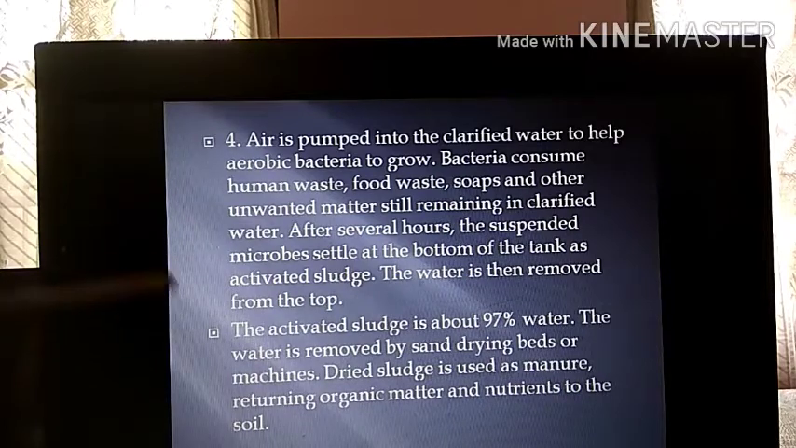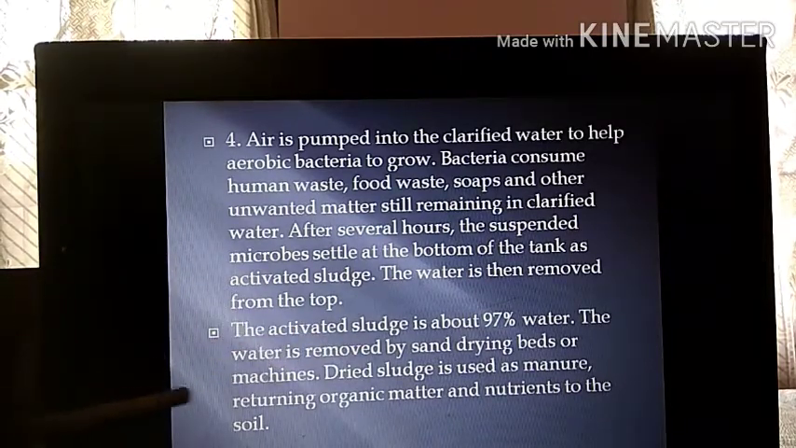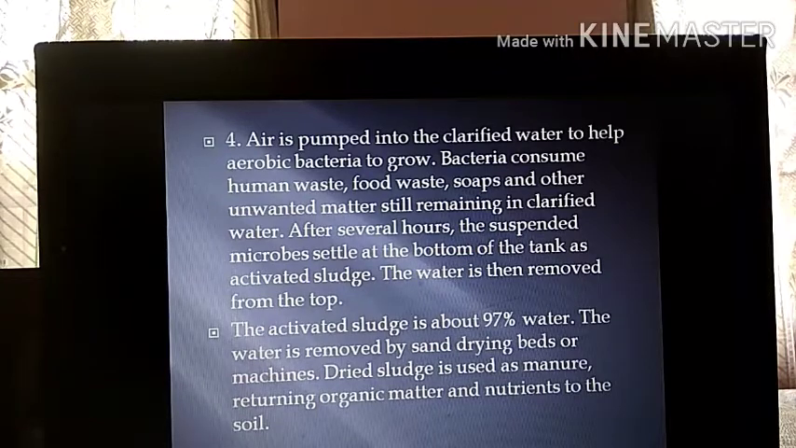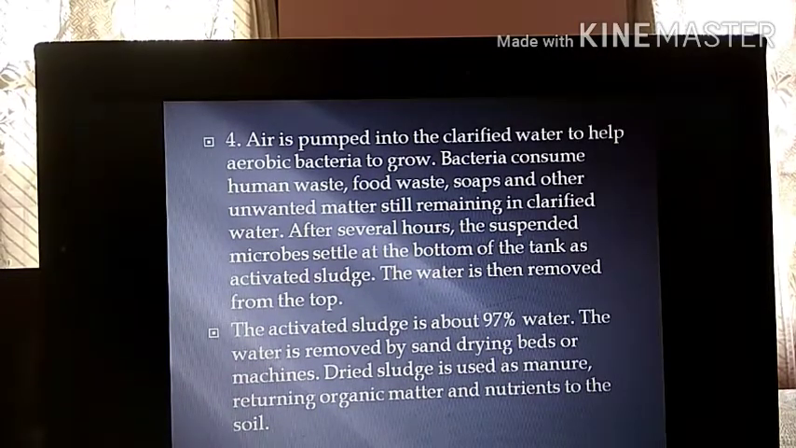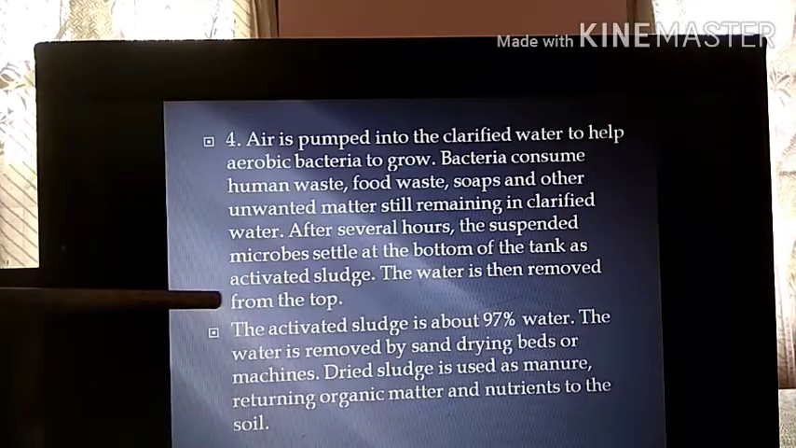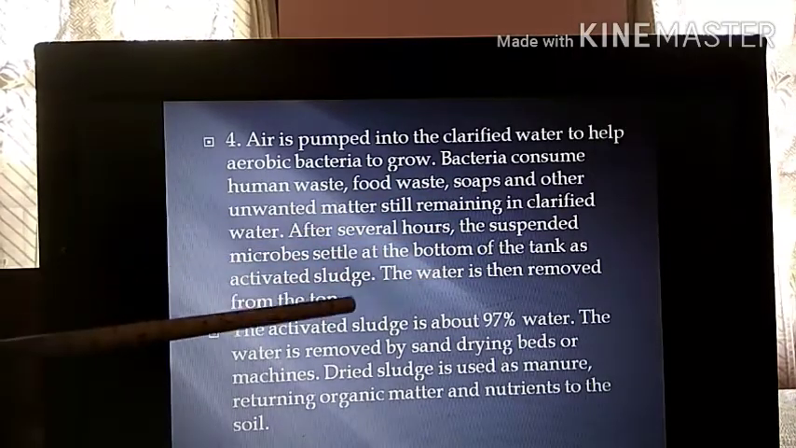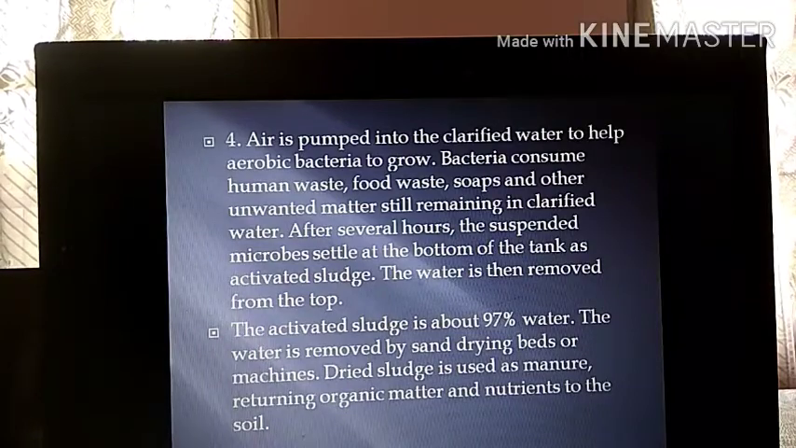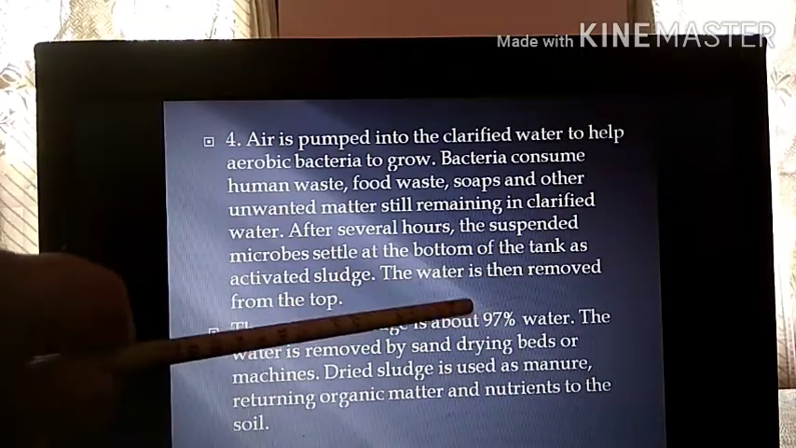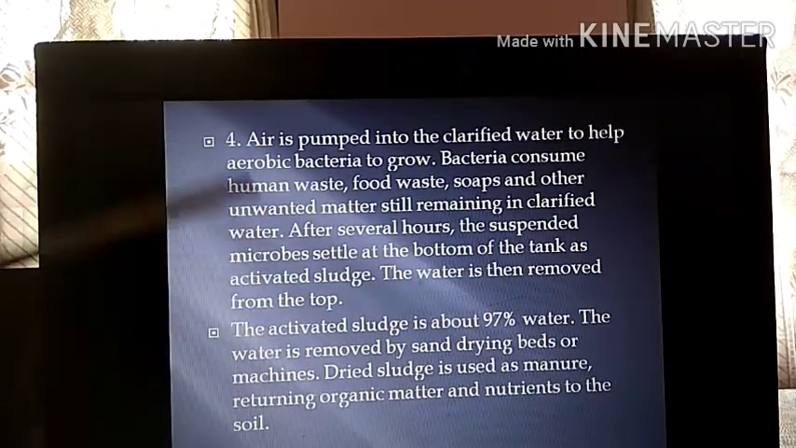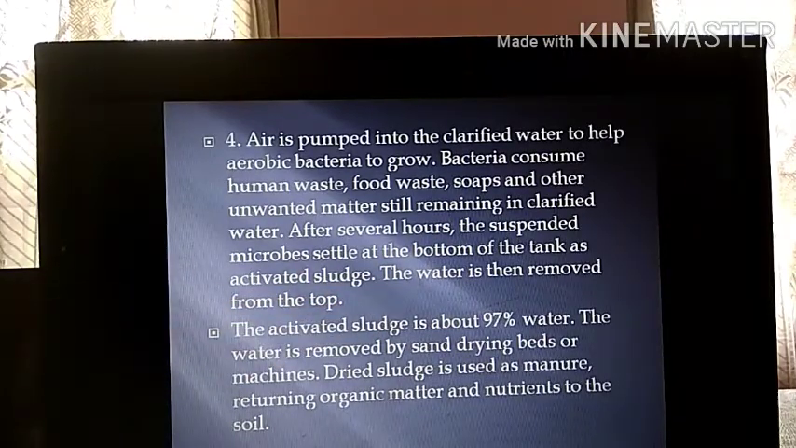Now the activated sludge is about 97% water. The water is removed by sand drying beds or machines. What is the activated sludge? It is nothing but 97% water, because the bacteria were growing in the water. So when the bacteria settle down, water also remains along with them. Even if the water is removed from the top, still some water will be there, so definitely it is 97% water. The water is removed by sand drying beds or by machines.